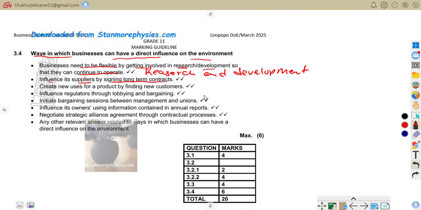Influence its suppliers by signing long-term contracts. We're talking about influencing suppliers. It means long-term contracts can control supplier behavior. For example, a retailer requires suppliers to meet quality standards. Create new uses of a product by finding new customers. So here we are talking about creating new uses for products.